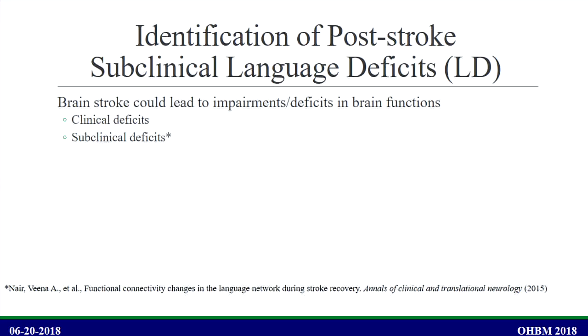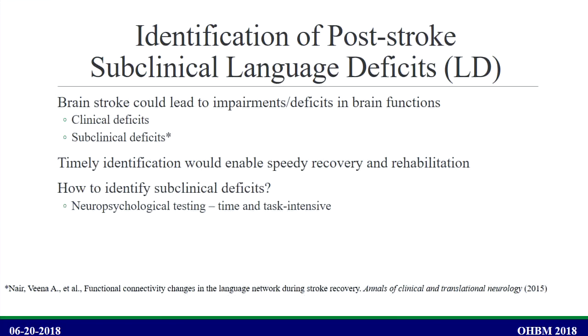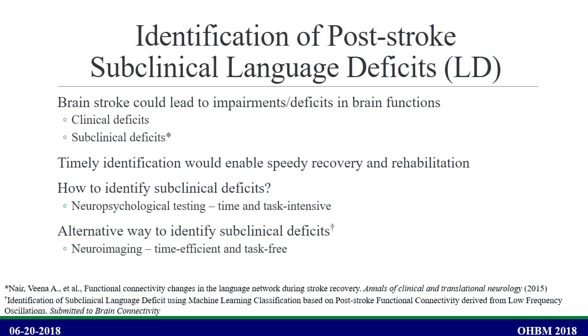And so in order to facilitate rehabilitation and recovery, it's important that we identify these in a timely manner. The standard way of identifying subclinical deficits currently is neuropsychological testing, which is basically a series of tasks that we make the patients do, which right after an event of stroke can be a little time and task intensive for the patients. Alternatively, we proposed using a neuroimaging method to do the same thing, basically resting state fMRI, which might be both time efficient as well as task-free for the patients.